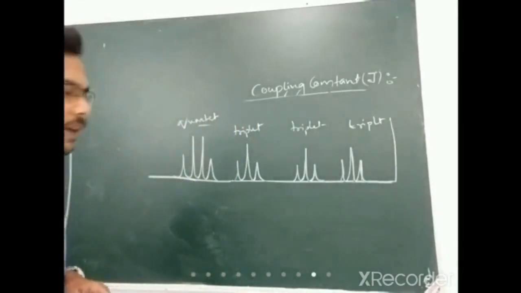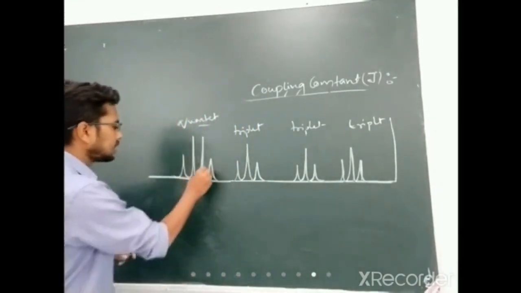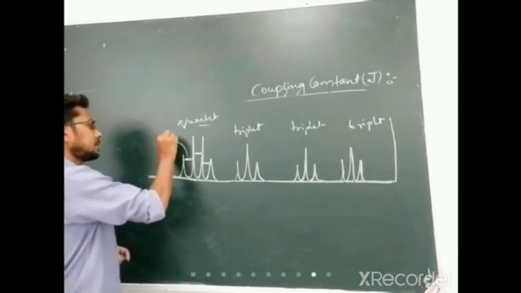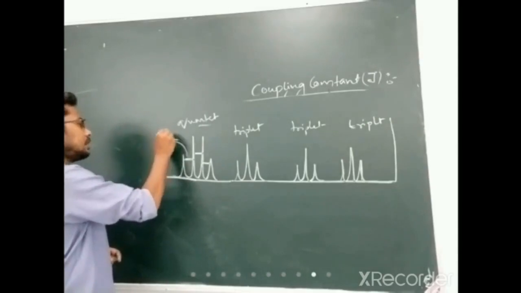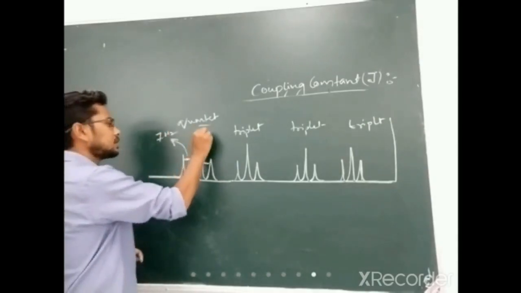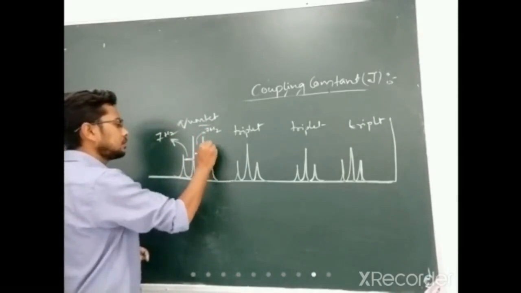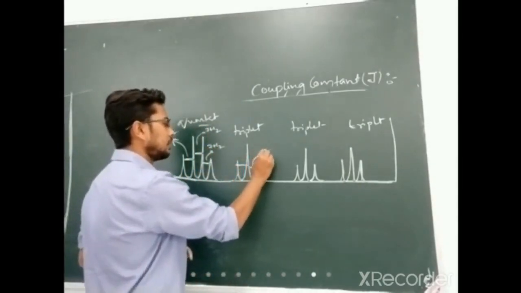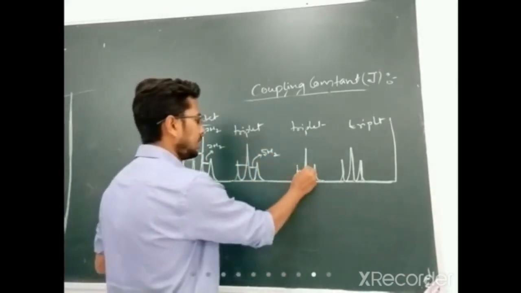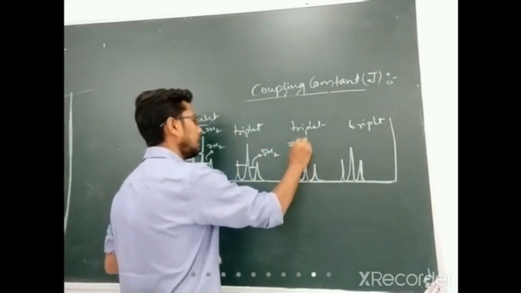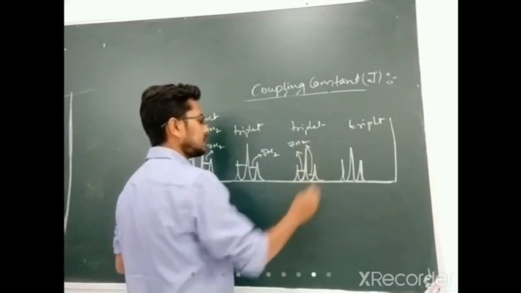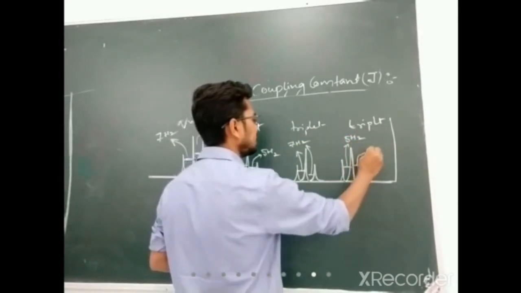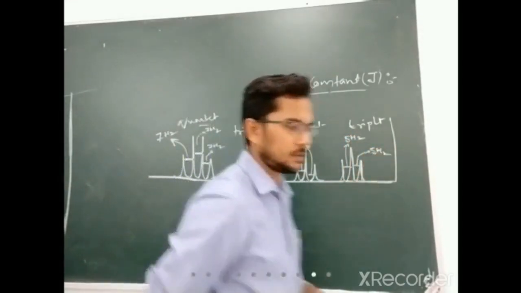Then you try to find out the coupling constant. Suppose the value is 7 hertz. So this is also 7 hertz, this is also 7 hertz, and this value is 5 hertz. Again, this value is 7 hertz, this is also 7 hertz, and this is 5 hertz. This is 5 hertz.